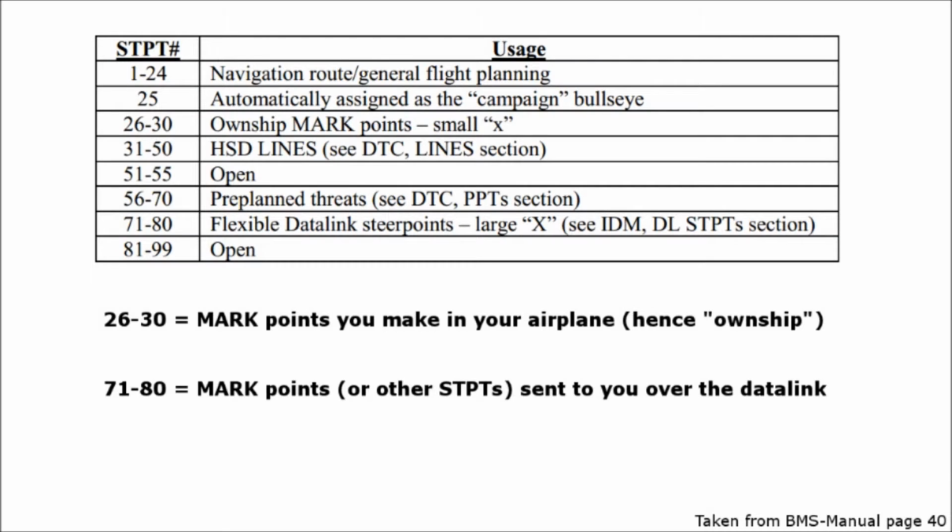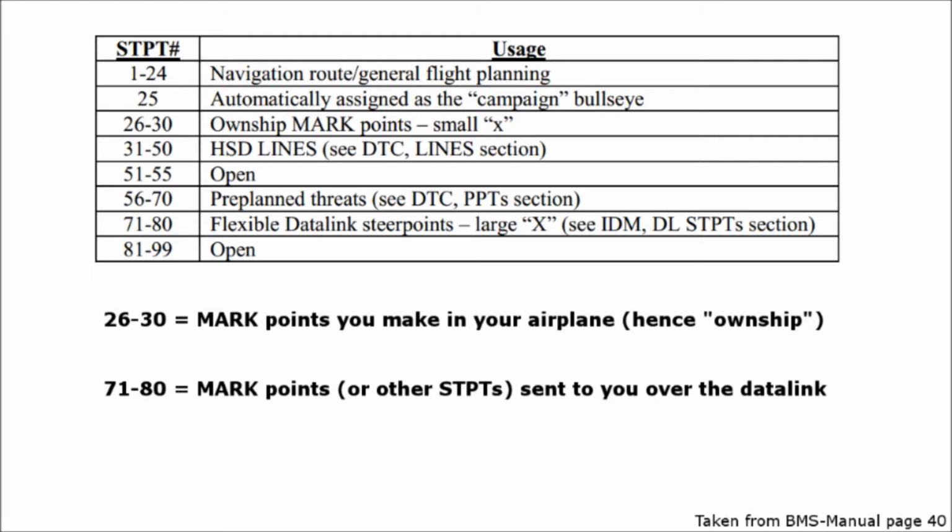This illustration taken out of the BMS manual shows all possible steer points within the navigation system. And it's important to understand that there's different blocks for specific steer points. Let's take, for example, the first block, steer points 1 through 24 up at the top. Those are your more commonly used steer points that you use for your flight plan. In other words, you wouldn't have a flight plan that has more than 24 steer points.